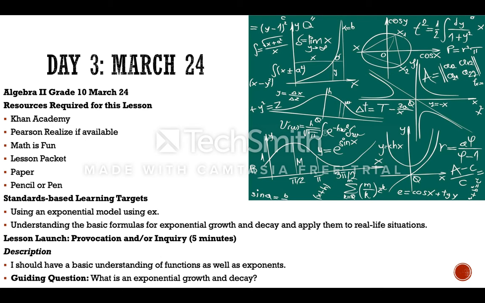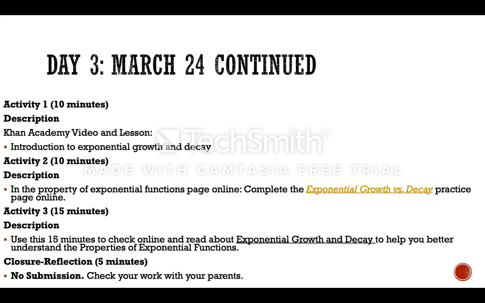Day 3, March 24th, you will use the same resources for this lesson. The learning targets will be different: using an exponential model with e to the power of x, understanding the basic formulas for exponential growth and decay, and applying them to real-life situations. First, you have to answer the guiding question: what is exponential growth and decay?